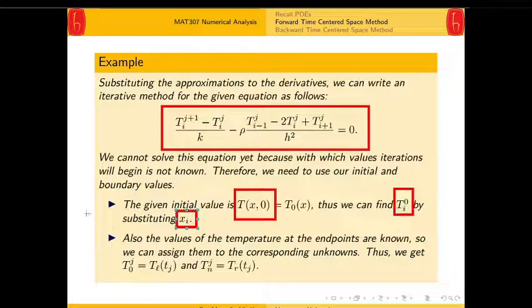These are already given. Also, the boundary values are given at the endpoints, so we can assign them to the corresponding unknowns. The values T_0^j will be the left boundary values, but these are indeed exact because they come from the given information, and the given information is already exact. So T_0^j can be found using this function, and T_n^j can be found similarly. These are from the problem data.